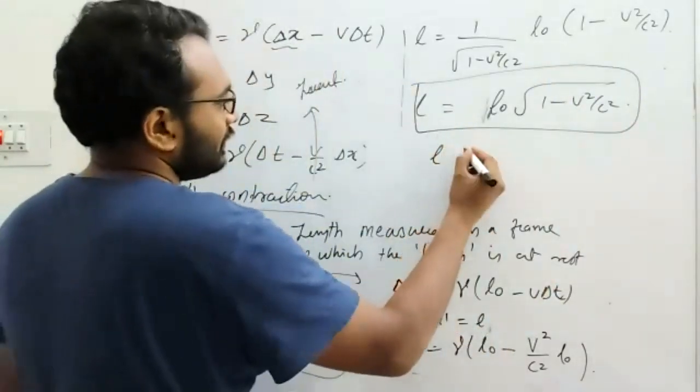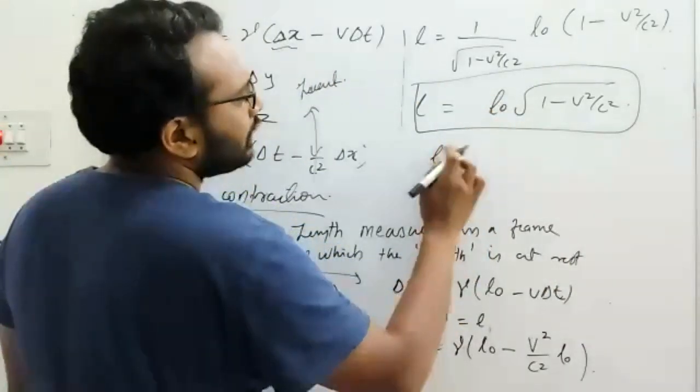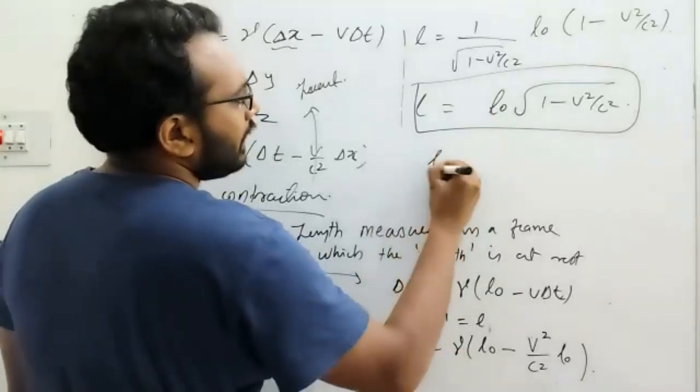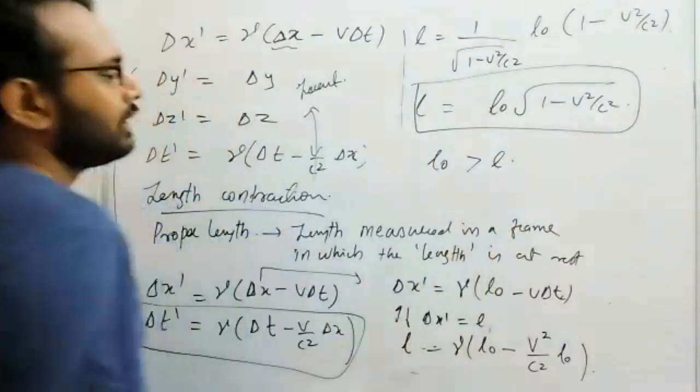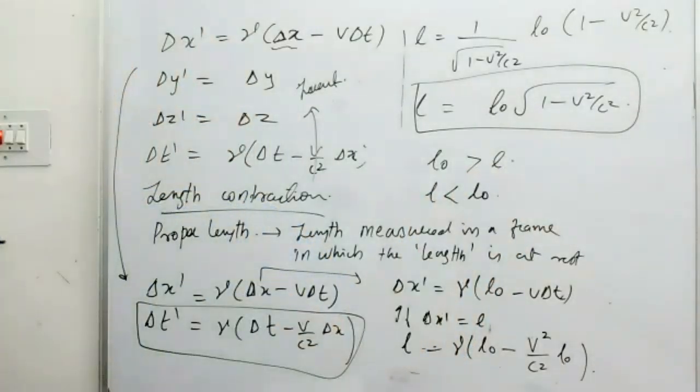What's happening here? L0 is greater than L, or L is less than L0. So if you are looking at an object from a moving frame, you will see that the length is shortened. Length has shortened. This is known as the length contraction.